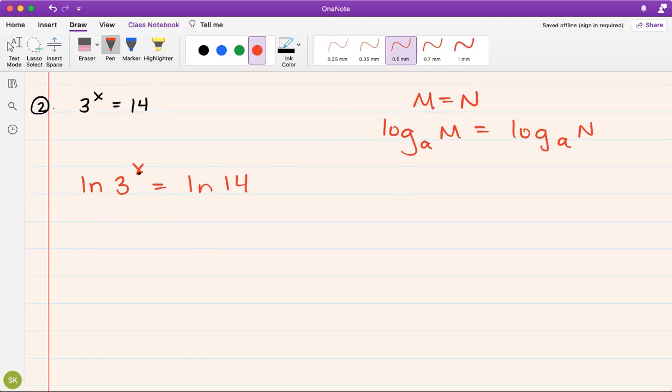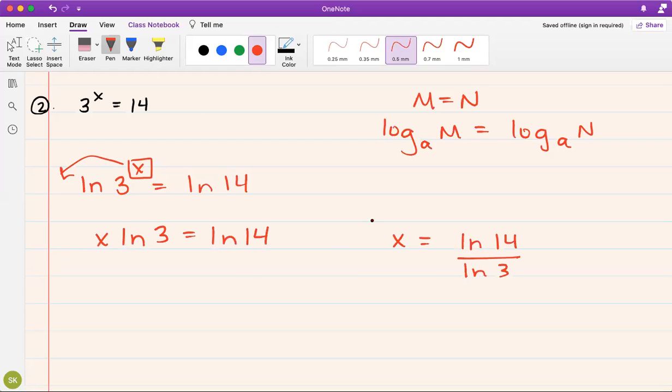And from there, what I can do is pull this power and put it in the front. I get x ln of 3 is equal to ln of 14, and then I can divide. So I get x is equal to ln of 14 over ln of 3. And that's my answer. Now, your homework will probably ask you for an exact answer. This is what you're going to type in if it wants an exact answer.